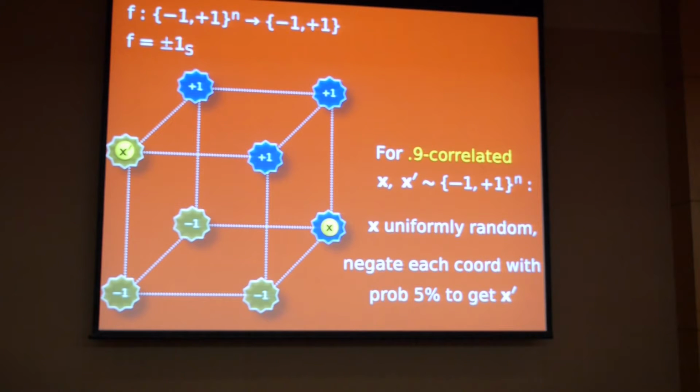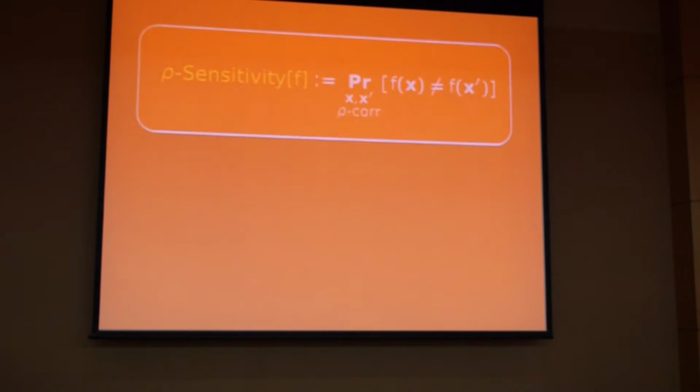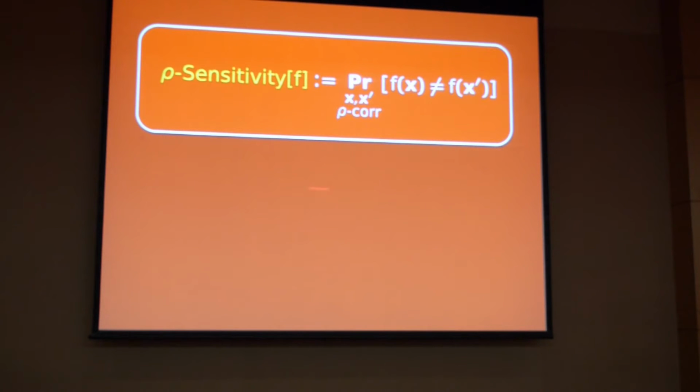Or in terms of the set S, the probability that x and x prime fall onto different sides of S, one inside, one outside. So this is an important definition for us. The Rho sensitivity of f is just this probability, the probability that f of x differs from f of x prime when x and x prime are chosen to be Rho correlated vertices. And this is a kind of noisy boundary size measure for the set S, because you pick two nearby points and look at the chance that they fall on opposite sides of S.